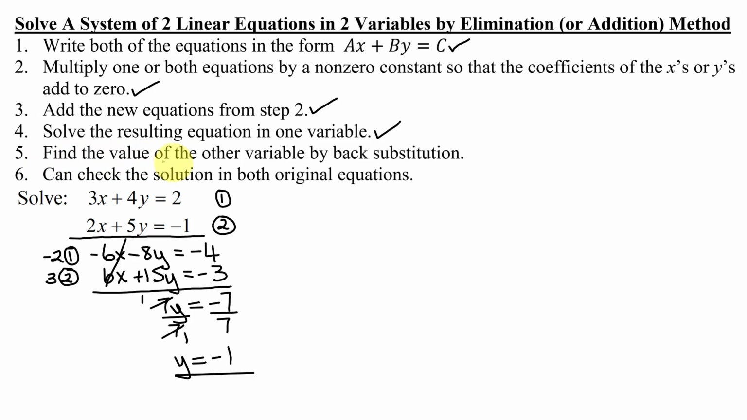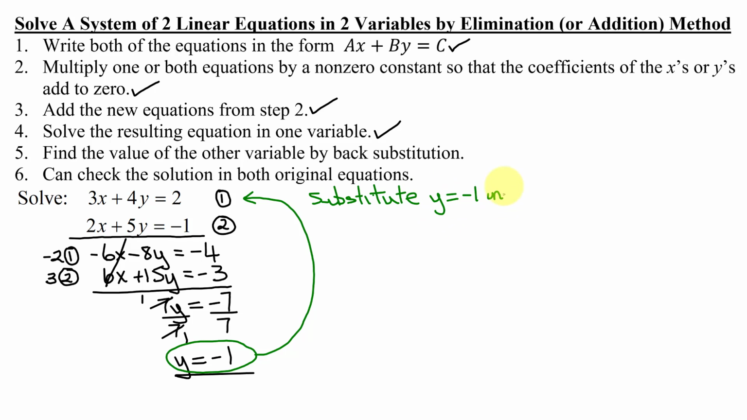So I have solved the resulting equation in one variable. Now it says find the value of the other variable by back substitution. What that means is plug y equals negative 1 into either equation 1 or equation 2. It doesn't matter which one. I'm just going to plug it back into equation 1. So I am going to substitute, excuse the terrible handwriting, y equals negative 1 into equation 1. And what will I get?